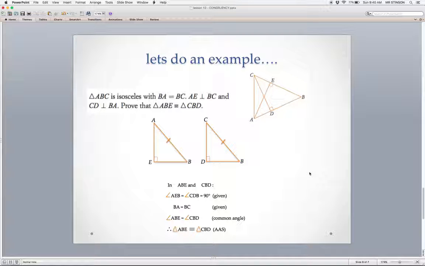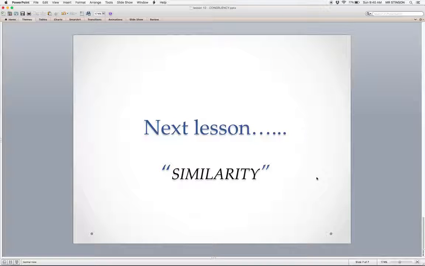So go back, write down the steps, write down this example, and we're going to do lots more in class. Next lesson that I see you on this, we'll be looking at similarity.